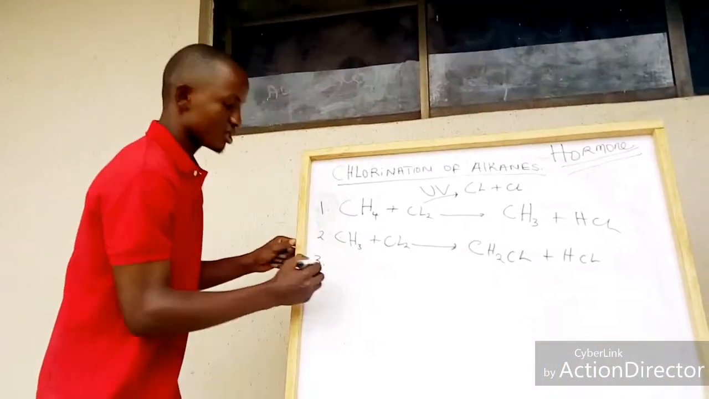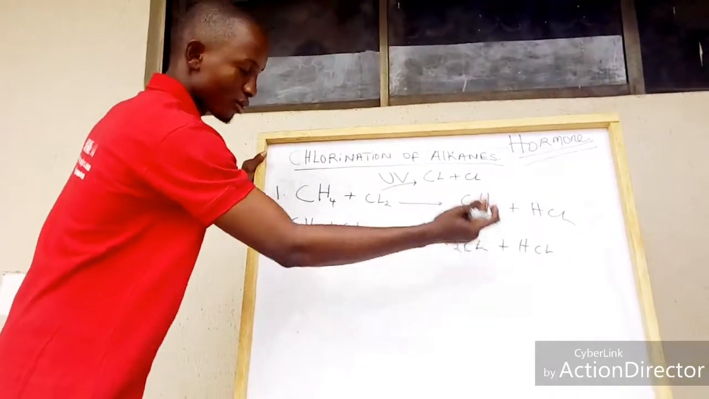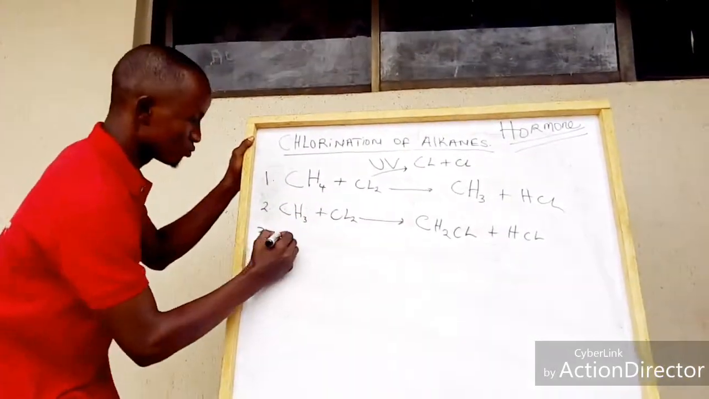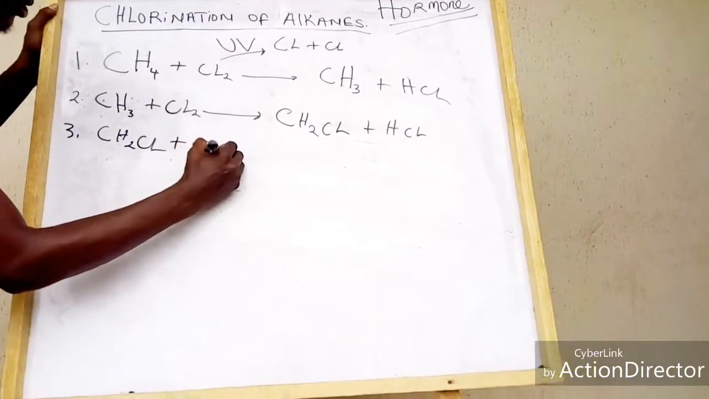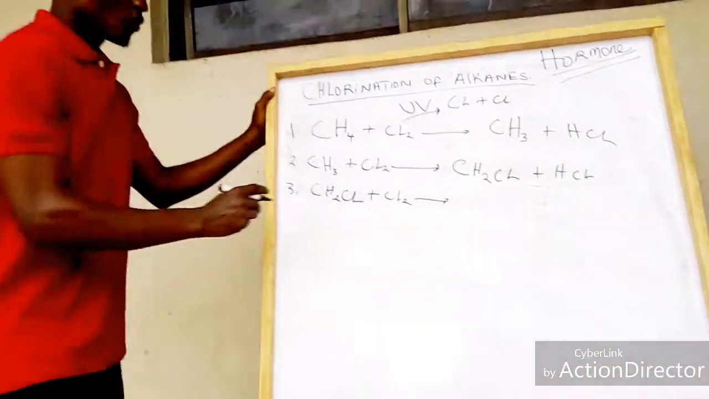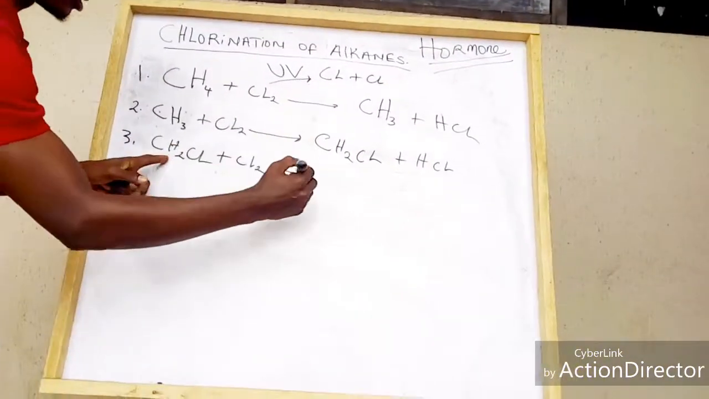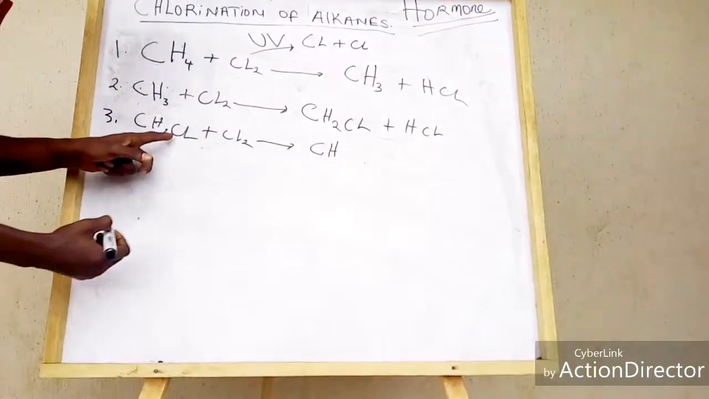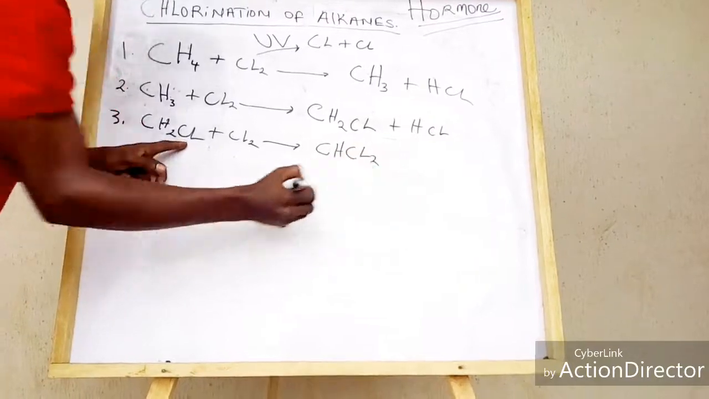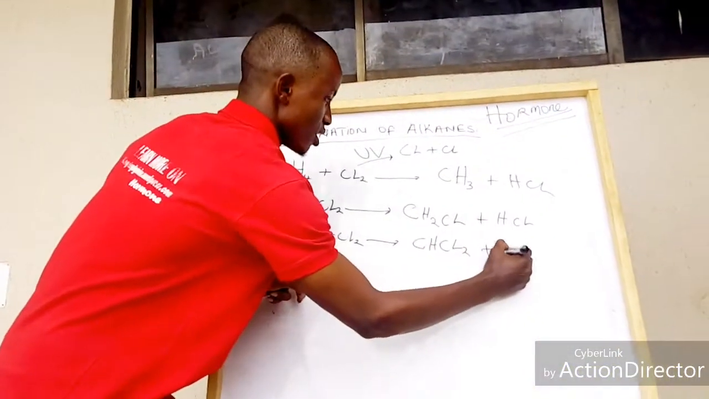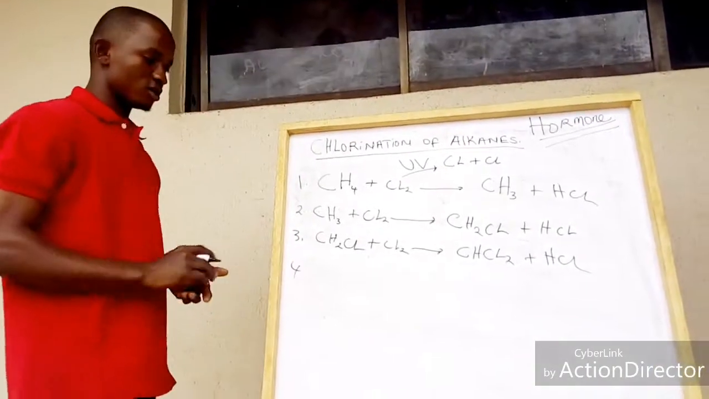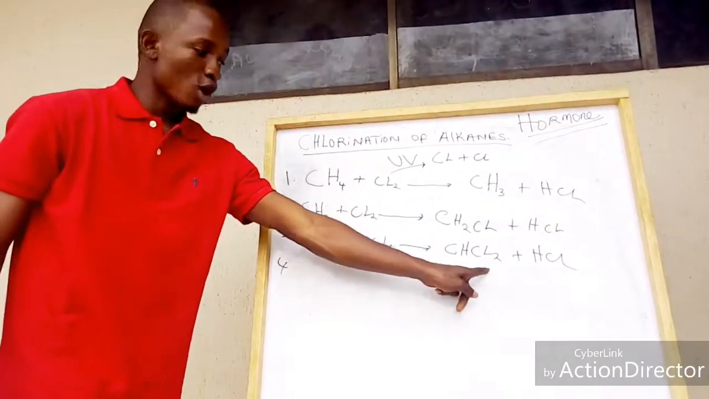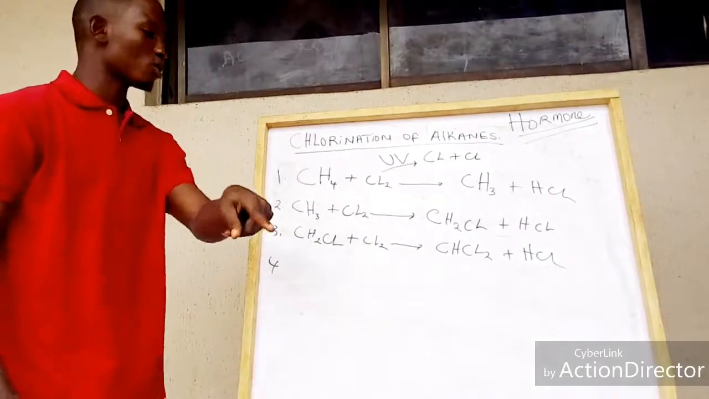Now, the third stage that you are going to be looking at is this one reacting again with a chlorine molecule, where CH2Cl plus Cl2, this hydrogen will be displaced, to give you CHCl2 plus HCl. Now, there's another stage, which is the fourth stage. This compound that is formed will also react with another chlorine molecule.